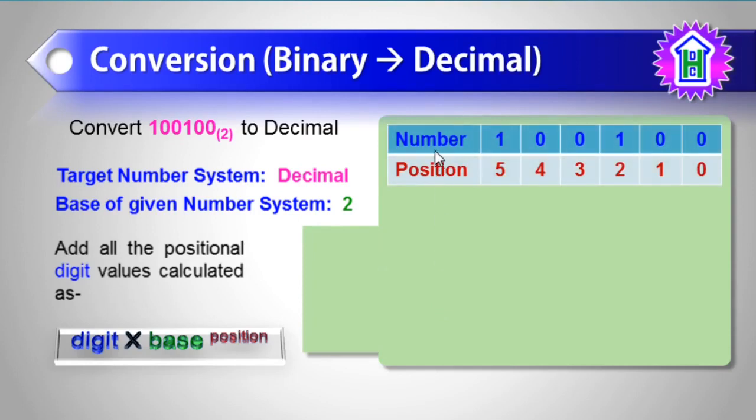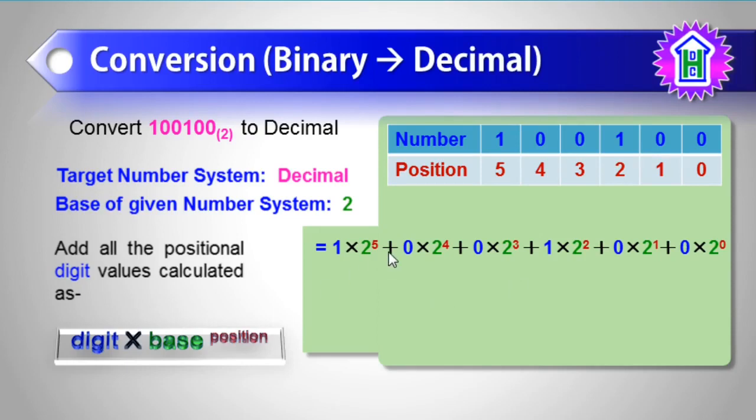So this is the number 100 100. We have marked the position from right to left, starting from 0, because 6 digits are there, stopping at 5. So I have got the positions of the binary digits. The next step is to use the formula.